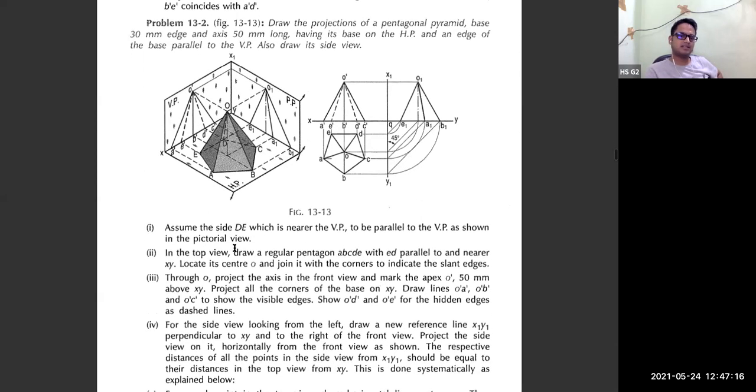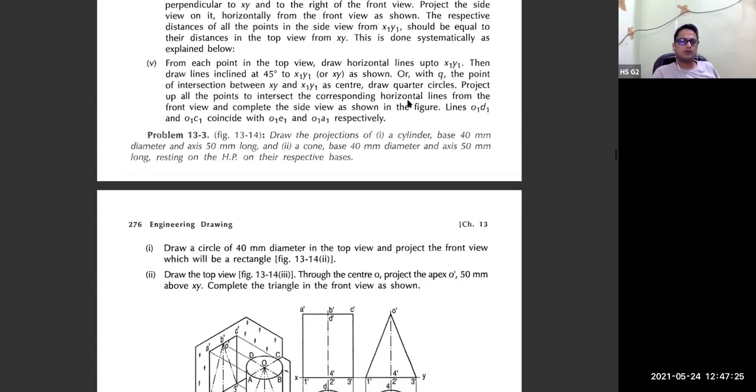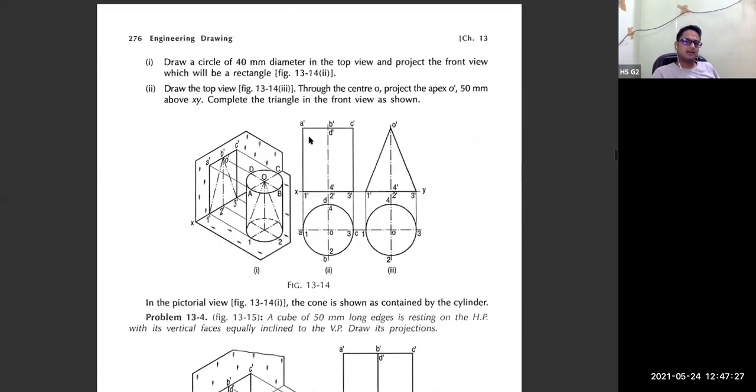So step by step everything is written, how to draw its top view, front view, and in this book the side view is also explained, how to draw the side view. See the cylinder, like we drew like this. Here the cylinder is placed on your horizontal plane. So this front view is projected like this, and its top view will be a circle that you can see here. And the same is explained for your cone also.